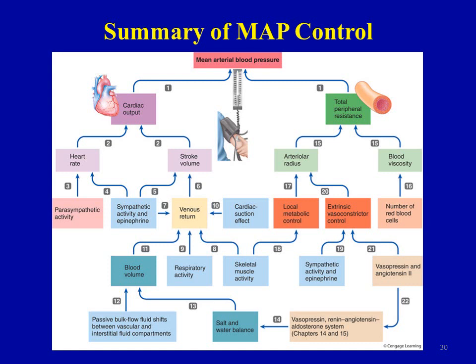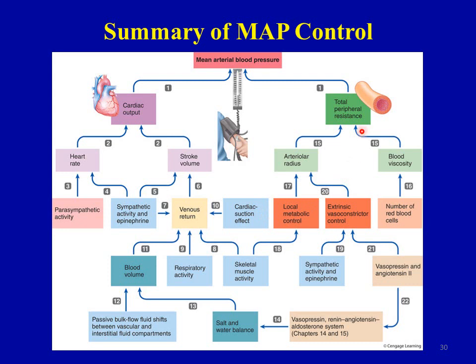Here we see a summary of the main controllers of the mean arterial pressure. You can see here the mean arterial pressure. It depends on the cardiac output and the total peripheral resistance. Cardiac output is the function of heart rate and stroke volume, and both of them depend on several factors, sympathetic and parasympathetic, and the venous return that depends on the blood volume, respiratory activity, skeletal muscle activity, and so on, as well as the cardiac suction.